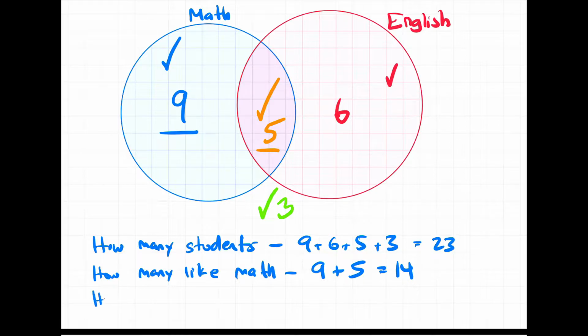So how many students like English? Okay, well, it would be the same scenario. We know that 6 like only English, and 5 like both. So we have a total of 11 students that like English.